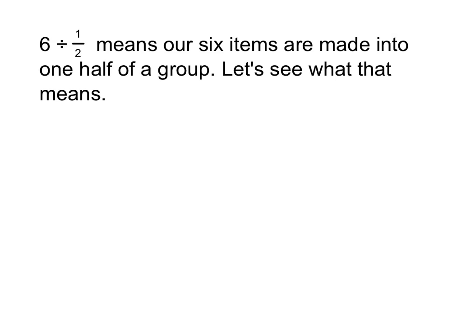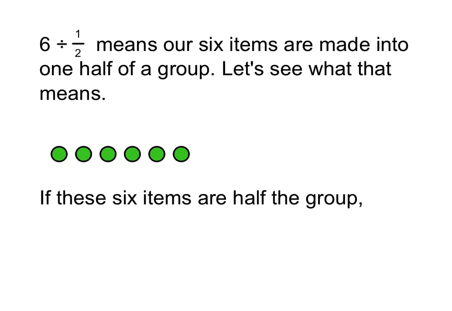Now let's look at dividing by a fraction. If we take 6 divided by 1/2, that means our 6 items are made into half of a group. Let's think back: when we had 6 divided by 2, we took our 6 items and made them into 2 groups. 6 divided by 4, we took our 6 items and made them into 4 groups. So 6 divided by 1/2 means our 6 items are a half of a group. So what does that mean?